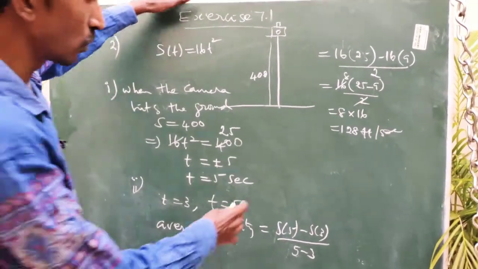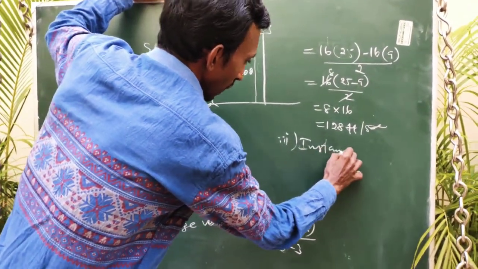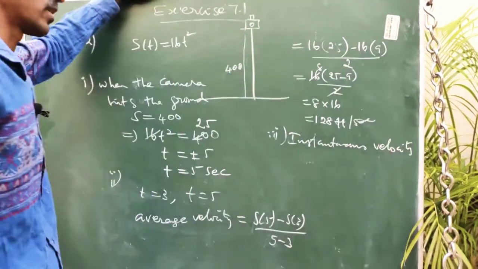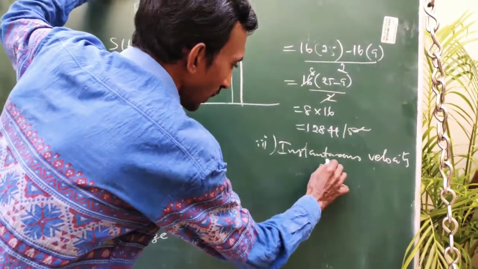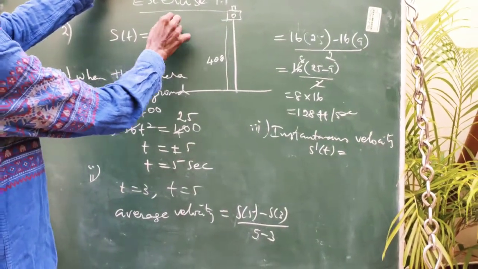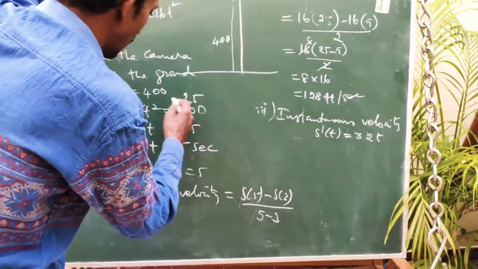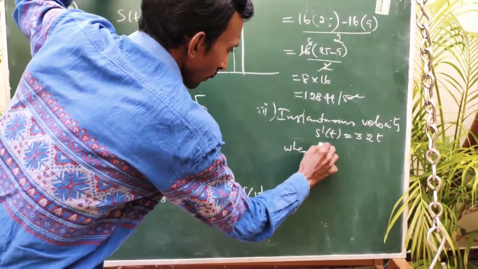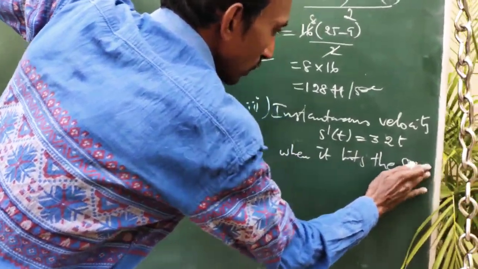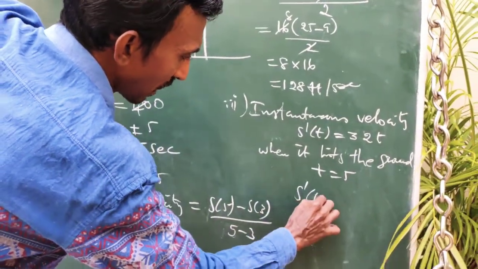So when it hits the ground means, we need instantaneous velocity. Instantaneous velocity means we need to find s dash of t. So s dash of t equal to, 16 is a constant, t square differentiation 2t, so 32t. When it hits the ground means t equal to 5. So find s dash of 5.